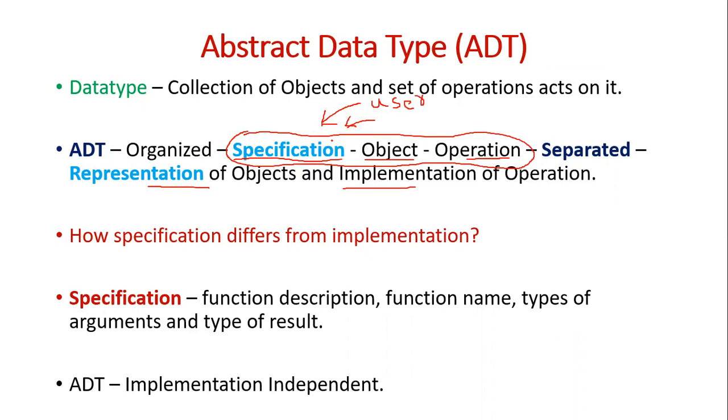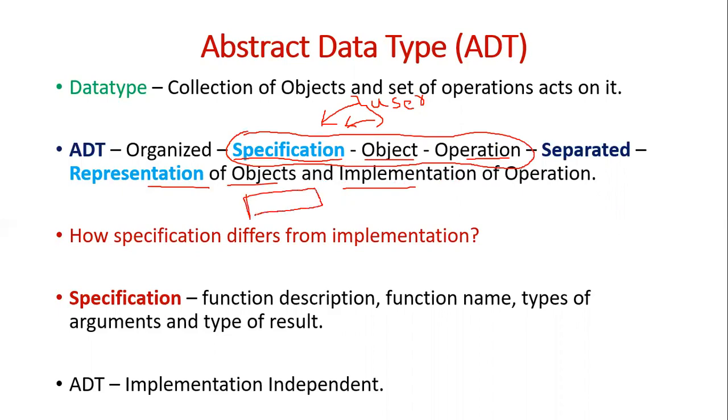That is, he wants to know how this object is specified, that is, what the object means, and then what the typical operations are that can be performed on this object. If he knows these two things, he can comfortably use this data type wherever he wants. Okay, but the user is not bothered about the representation of the object and the implementation of the operation. That is, how this object is represented in the memory.